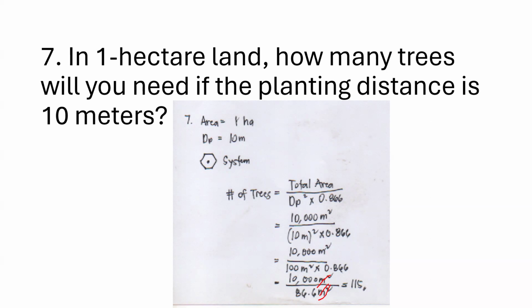So using hexagonal planting system with a planting distance of 10 meters in a 1 hectare land, you will need 115 trees. So compared to square planting system, hexagonal planting system has a 15% increase in the number of trees. So mas mataas siya or mas marami ng 15% ang pwedeng magkasya kapag hexagonal ang ginamit mo compared sa square.